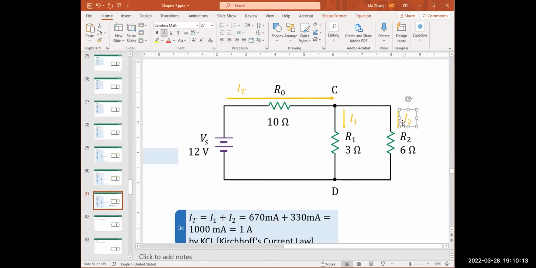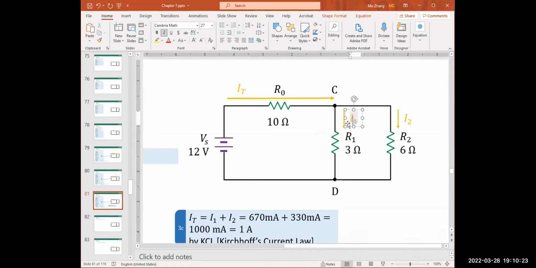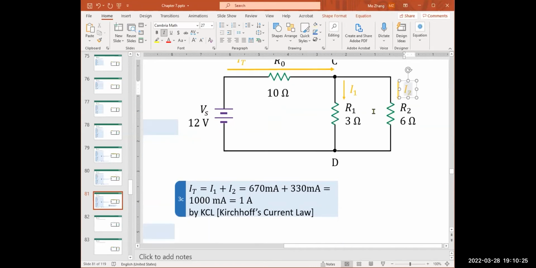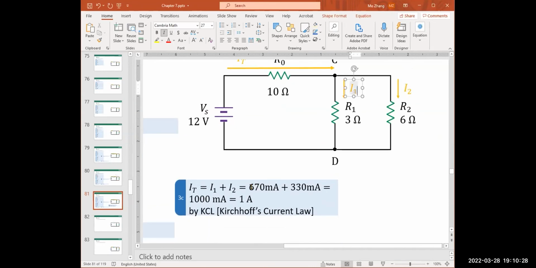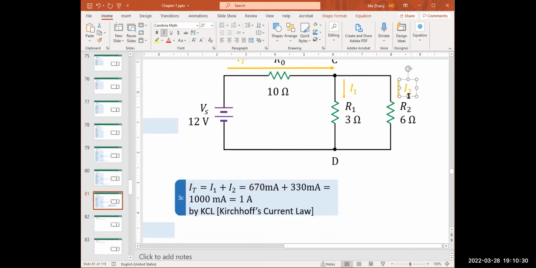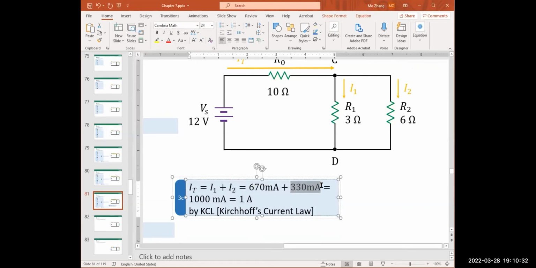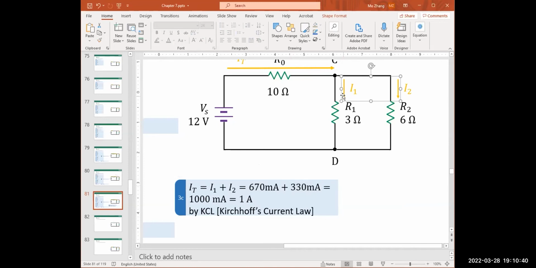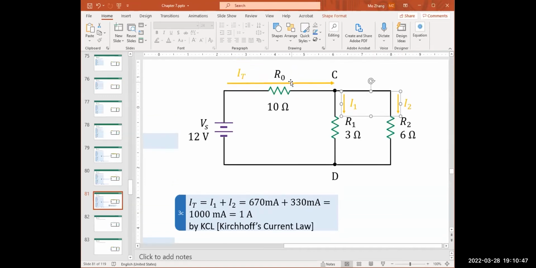I1 and I2 are the children of the parent, the main branch, which splits here. Part of the total current is I1. The remaining part of the current is I2. From example 4, we know I1 is 670 milliamps and I2 is 330 milliamps. Once we add them up, that is 1000 milliamps, which is 1 amp. So I1 plus I2 together is 1 amp, and that verifies and validates IT is 1 amp.